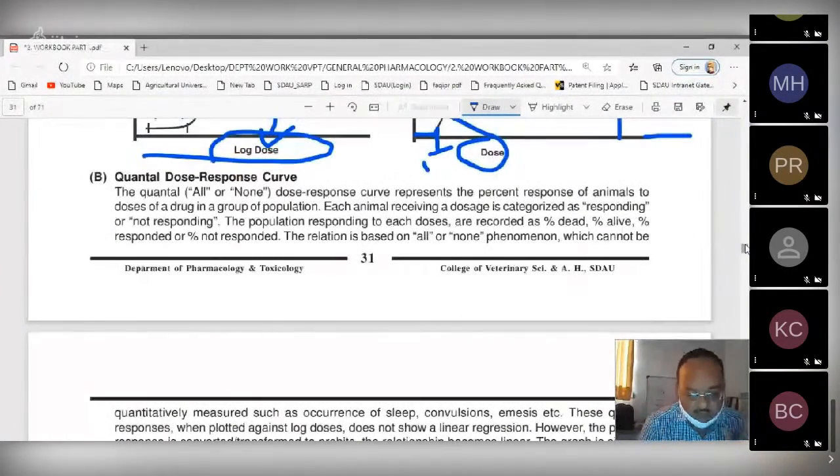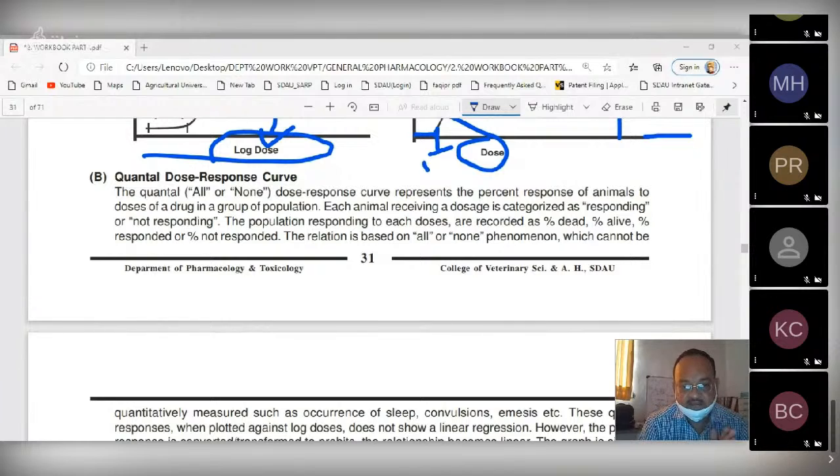Now, the quantal dose response curve, I think you are very clear what it is in comparison to the graded dose response curve. In the quantal dose response curve, what you are doing is taking the entire population. You are giving different doses to different groups of the population in your experiment.